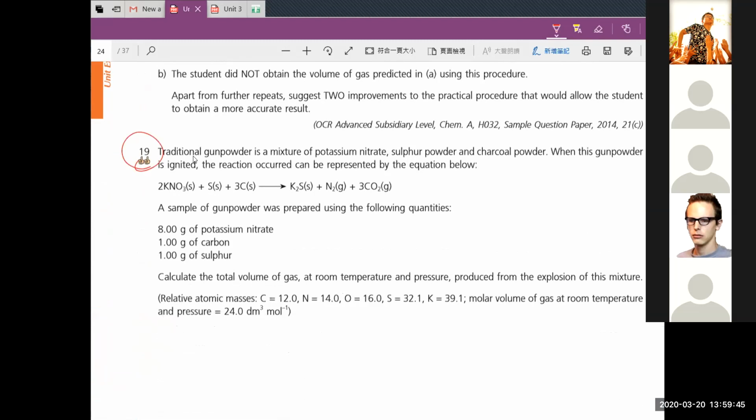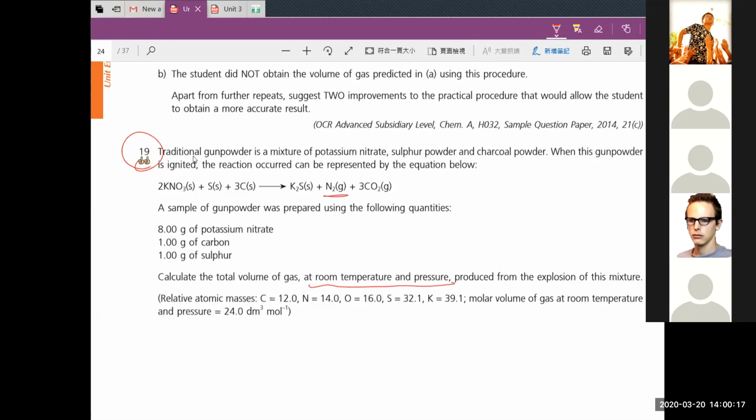The traditional gunpowder, do you see that? It's a mixture of potassium nitrate, sulfur powder, and charcoal powder. When this gunpowder is ignited, the reaction that occurs can be represented by the equation below. The sample of gunpowder was prepared using the following quantities. Calculate the total volume of gas at room temperature and pressure produced from the explosion of this mixture. So what does that mean?